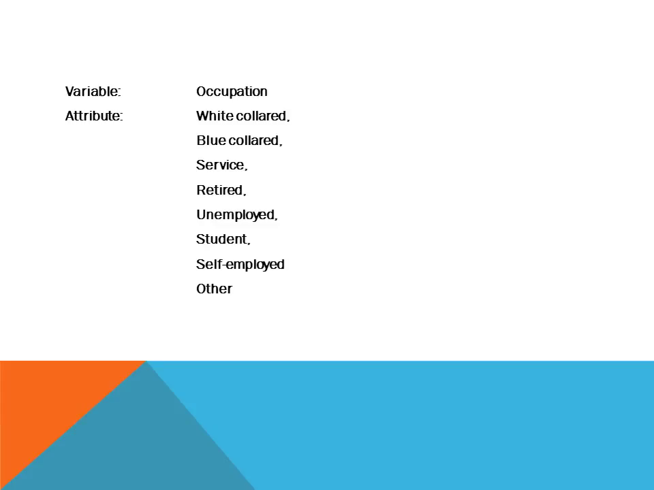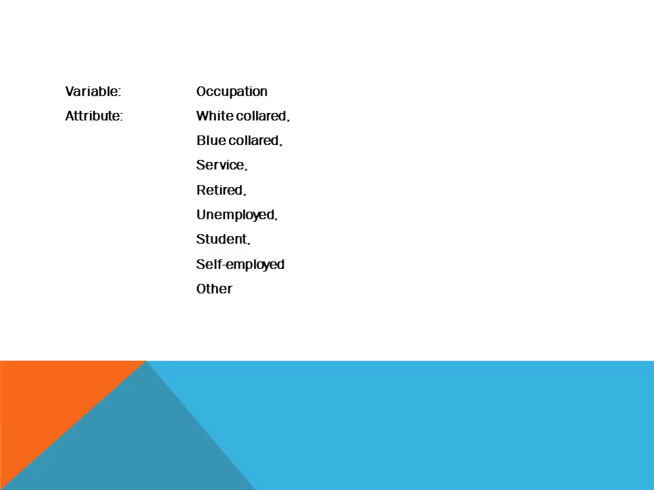Now, you may say, well, you have some people who do multiple jobs. Now, what do you do when you do that? Well, you ask them to pick one that best describes them. All right? So that's an important thing to understand. Variables have attributes. The attributes of variables should be mutually exclusive and collectively exhaustive.